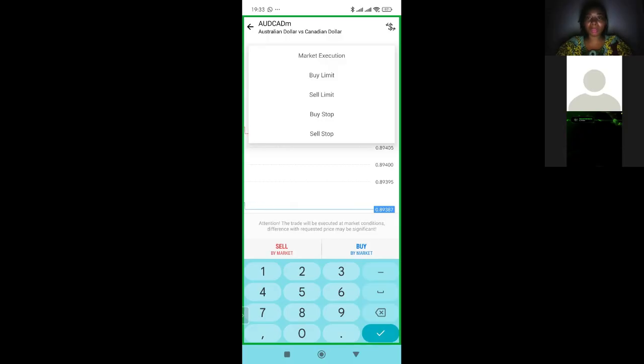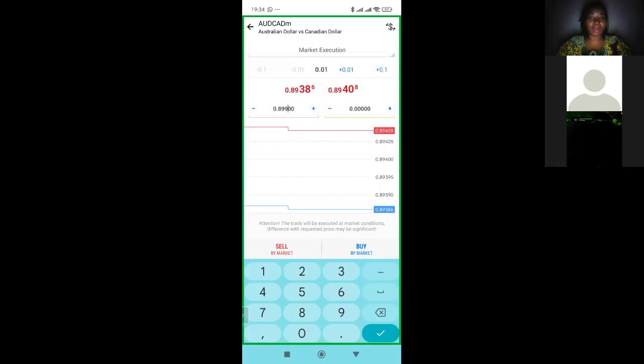Market execution simply means that we want you to take the trade where it is. When we say market execution, it's also called buy by market. If you look below at the 2 buttons, you can see sell by market in red, buy by market in blue. Red will always mean market is selling, blue or green, market is buying. So it's either you're selling or you're buying, because in Forex, we're either buying or selling. There's no in between.